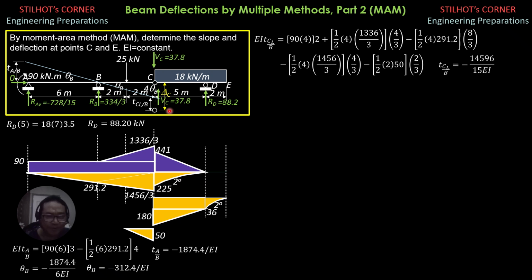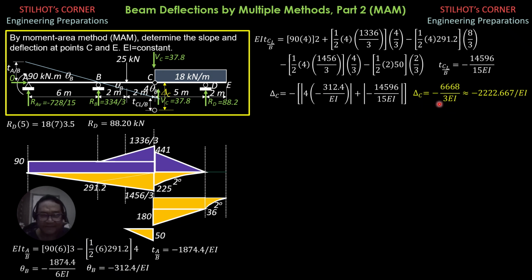It is negative of the absolute value of 4 times theta B, which is positive, plus the absolute value of the deviation of C relative to B. So negative of the quantity, positive values here because we have absolute values: negative of absolute value of 4 times theta B plus absolute value of deviation of C relative to B. Calculating, it is negative 6668 over 3 EI, or negative 22222.667 over EI, which is the same answer as in part 1 by double integration.